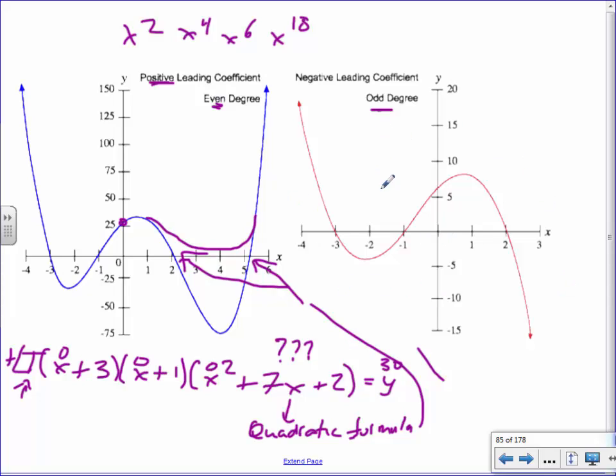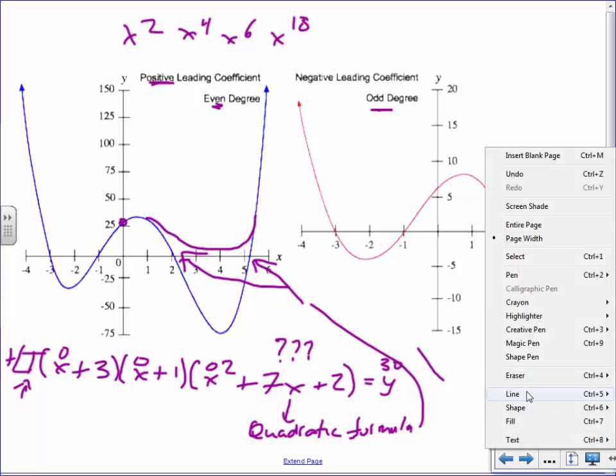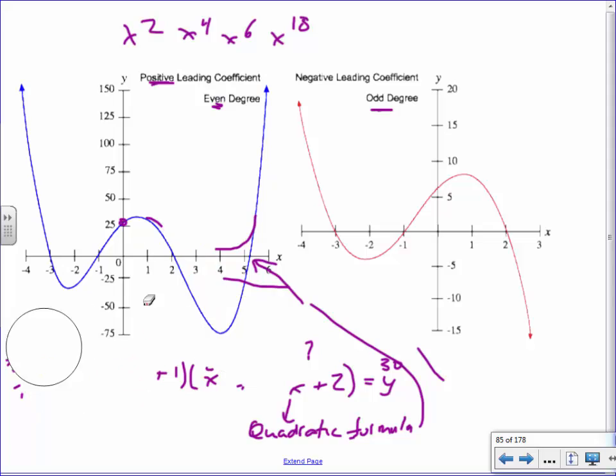Here's a cubic function. All right, if I were to write this out, this one's probably a little easier to do. Let's see if we can actually write the whole function. Let me just erase all this mess.